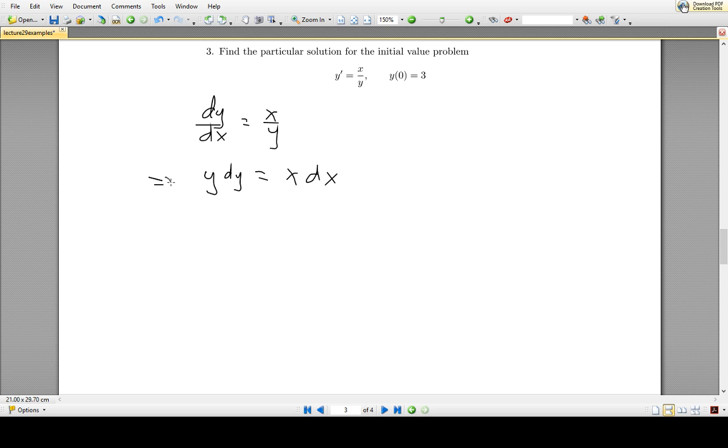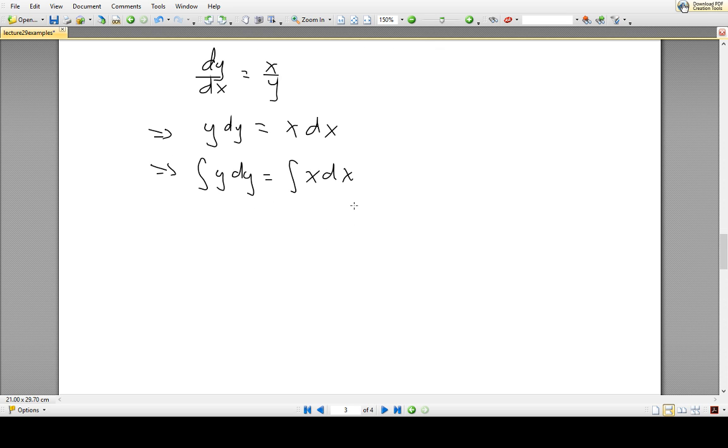And so now I can integrate both sides. The integral of y dy is equal to the integral of x dx. And if I anti-differentiate, what I end up with is 1/2 y squared is equal to 1/2 x squared. And the constant of integration on the left hand side I'm going to combine with the constant of integration from the right hand side. I'm just going to rewrite that as plus c on the right hand side. Multiplying both sides by 2, I end up with y squared is equal to x squared plus 2c.